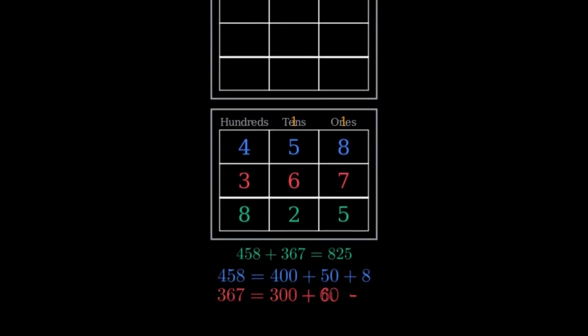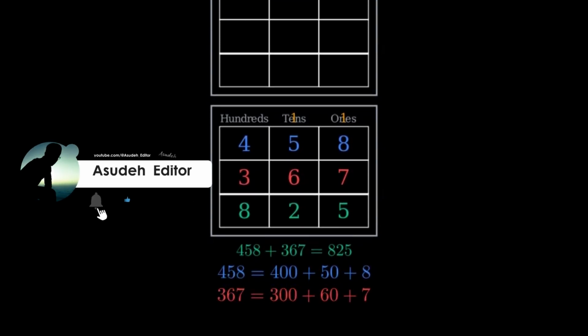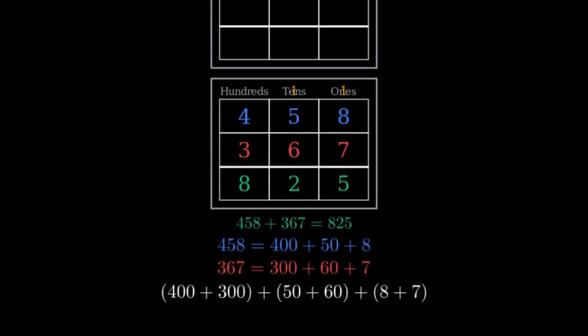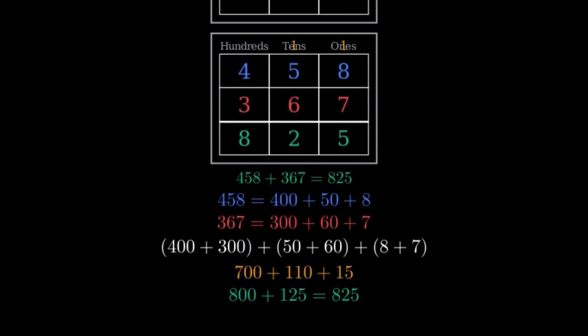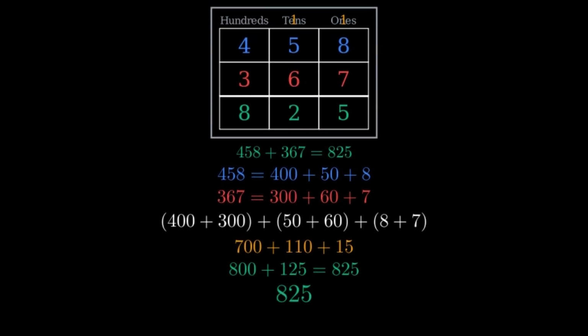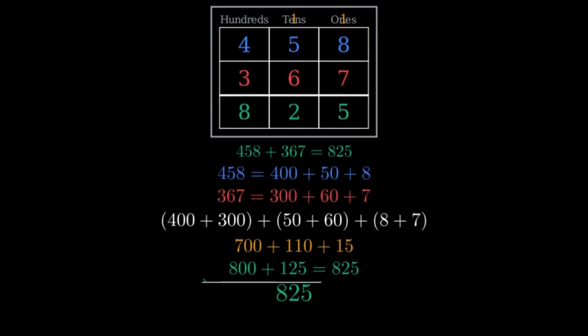Now expanded form. 400 plus 50 plus 8, plus 300 plus 60 plus 7. Group by place. Hundreds, tens, ones. That gives 700 plus 100 equals 800. 50 plus 60 equals 110. 8 plus 7 equals 15. Combine 110 and 15. That's 125. 800 plus 125 gives 825. Finally, the number line. Jump by 300, then 60, then 7.